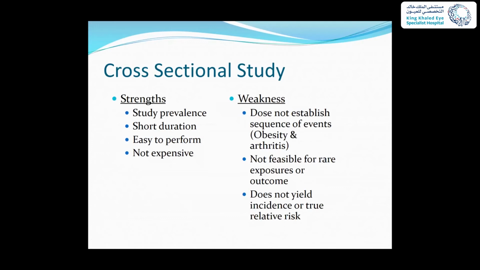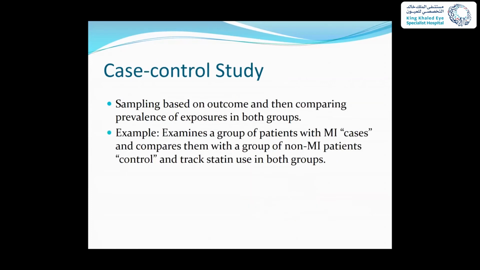The strength is that it is cheap, quick, and it allows me to assess disease prevalence. Weakness: it does not establish sequence between exposure and outcome, it is not feasible for rare exposure or disease, and it does not yield incidence or true relative risk of the disease.